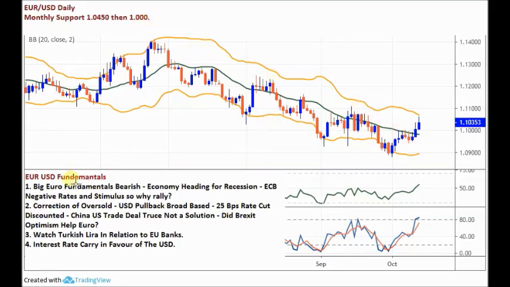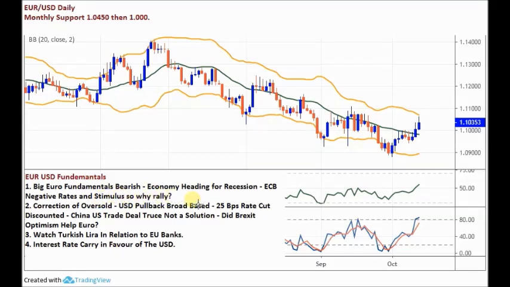Let's have a look at the big fundamentals behind the chart and the sentiment. For us, the big euro fundamentals are bearish. Yeah, they're really bearish. The economy is heading for a recession. Germany is already there. The zone will be in recession within a few months. The ECB, the central bank, are trying negative rates and stimulus. That's heavily bearish as well.